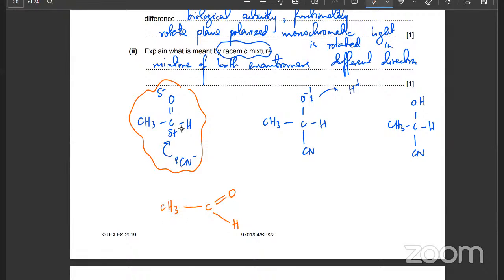So the carbon is like this. The oxygen over here is negative. This carbon is positive. So what type of chirality will be formed over here? It's forming a chiral carbon over here. So what type of chirality will happen? The CN-1 is interested in this carbon, which is positive.